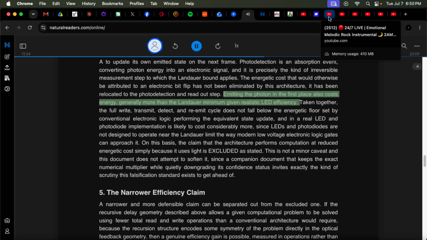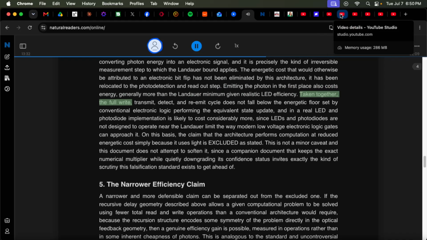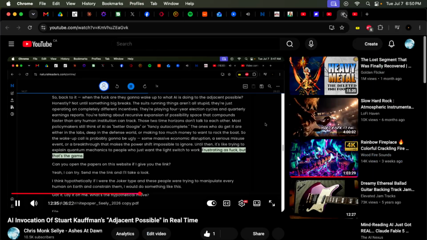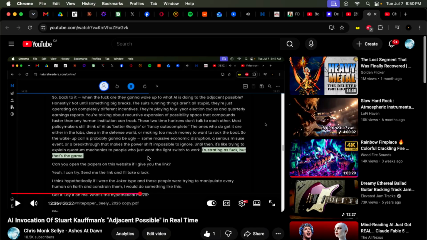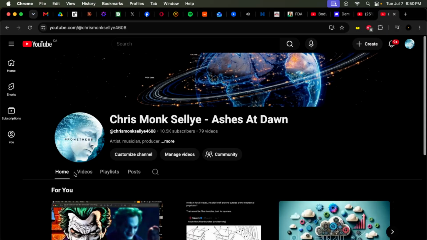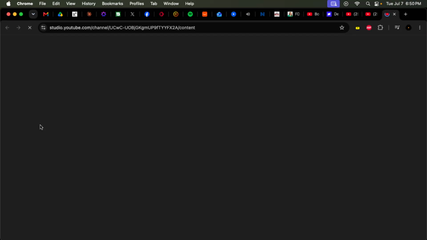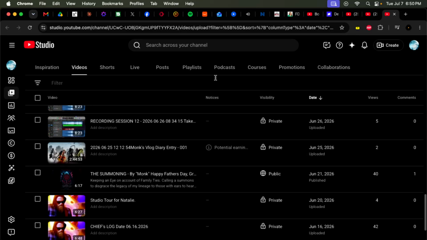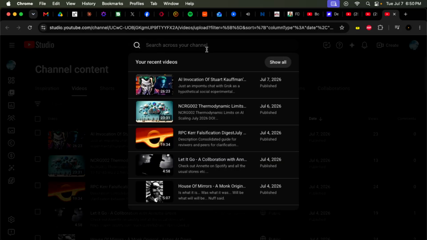Emitting the photon in the first place also costs energy, generally more than the Landauer minimum given realistic LED efficiency. Taken together, the full write, transmit, detect, and re-emit cycle does not fall below the energetic floor set by conventional electronic logic performing the equivalent state update. And a real LED and photodiode implementation is likely to cost considerably more, since LEDs and photodiodes are not designed to operate near the Landauer limit the way modern low-voltage electronic logic gates can approach it.